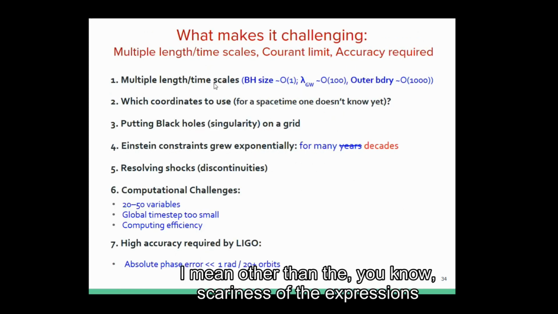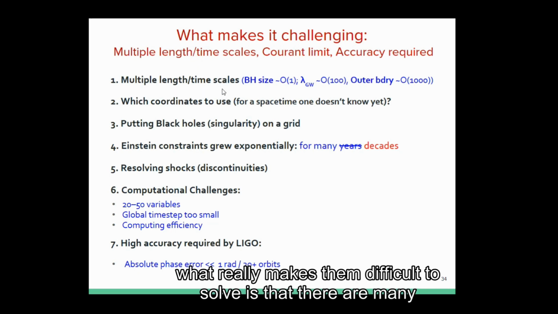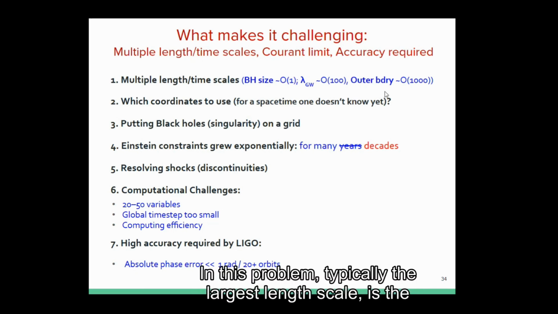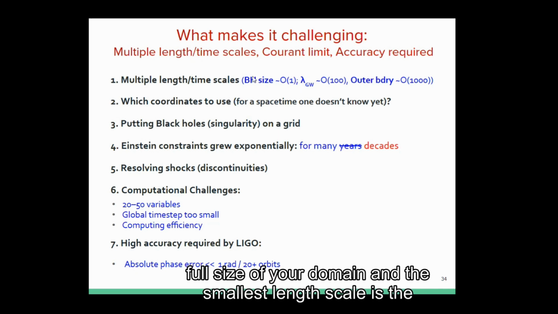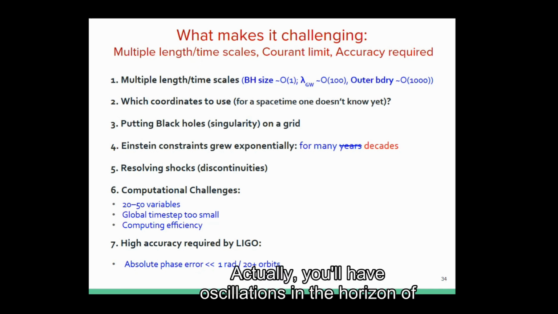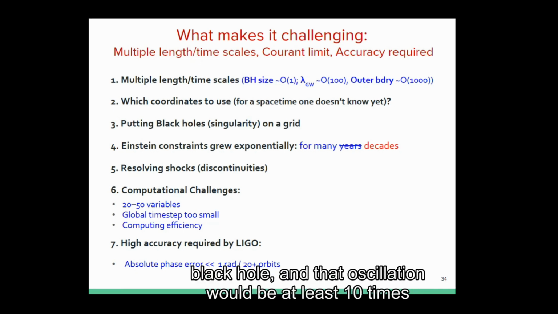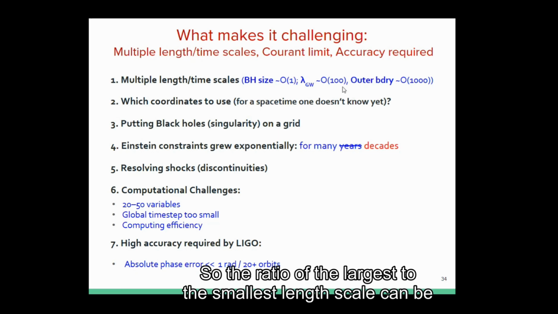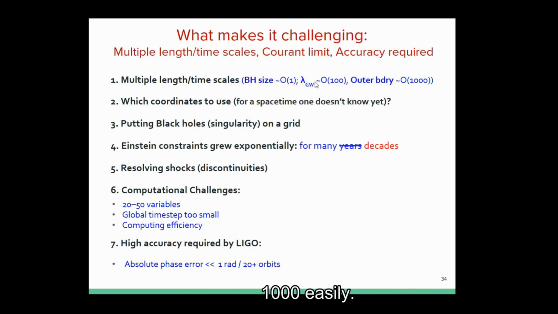So what makes solving these equations difficult? Other than the scariness of their expressions, what really makes them difficult to solve is that there are many length and time scales involved in this problem. Typically, the largest length scale is the full size of your domain, and the smallest length scale is the size of your smallest black hole. And even smaller, actually, you have oscillations in the horizon of that black hole, and those oscillations would be at least 10 times smaller than the size of the black hole. So the ratio of the largest to the smallest length scale can be 1,000. Easily it can be 10,000.